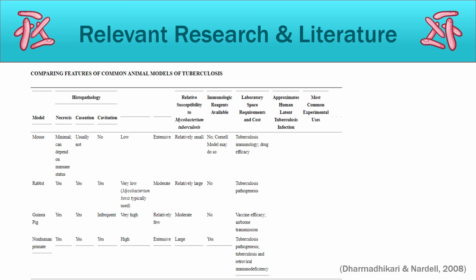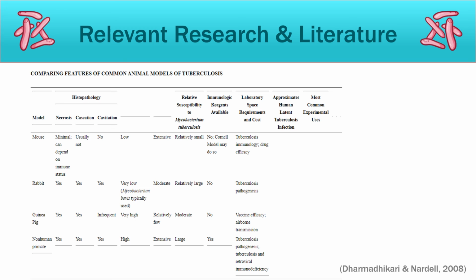For instance, when they're looking at mice, they see that mice reproduce very quickly, so they can do a lot of trials. They're small, they're easy to manage, and they're relatively resistant to the TB infection. Along that same line, rabbits and guinea pigs are more vulnerable to the infection than mice are.